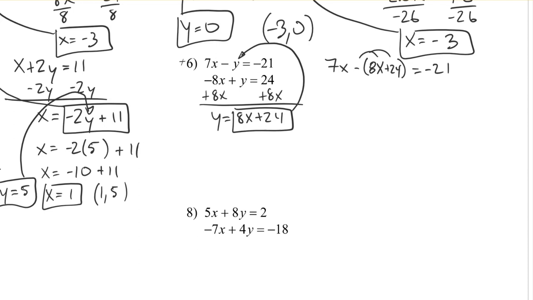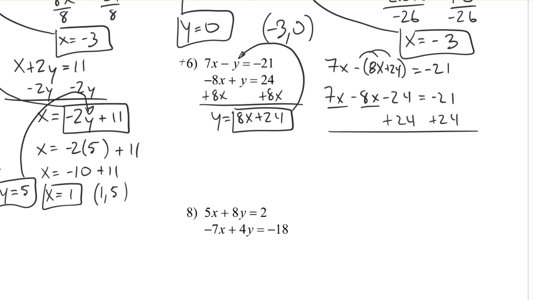We're going to distribute our negative 1: 7x minus 8x minus 24 equals negative 21. 7x minus 8x are going to combine. We're going to add 24 to both sides. So 7x minus 8x makes negative 1x. And negative 21 plus 24 makes positive 3. So that means x equals negative 3.